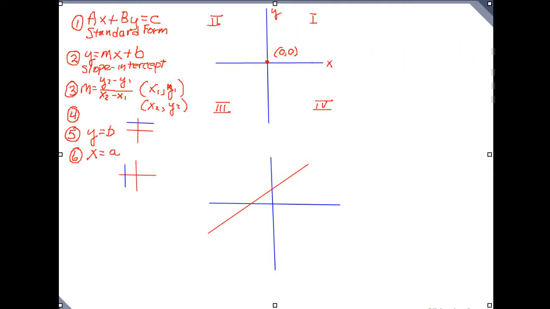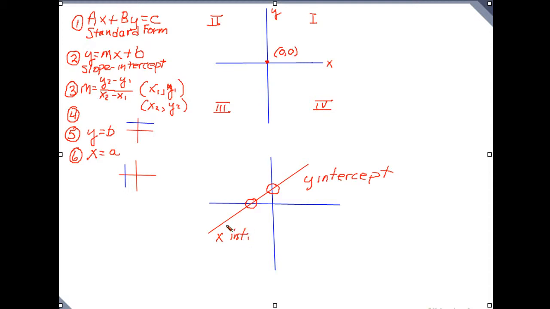And as we've already mentioned, when you draw a line and that line crosses an axis right there, that's called the y-intercept. And where it crosses the x-axis, that is called the x-intercept.